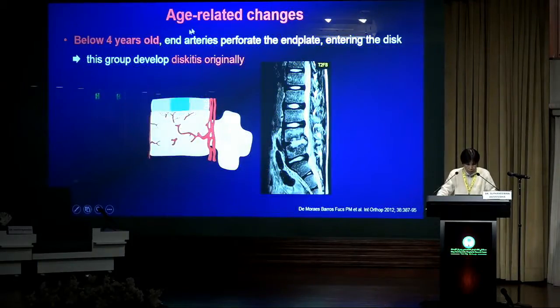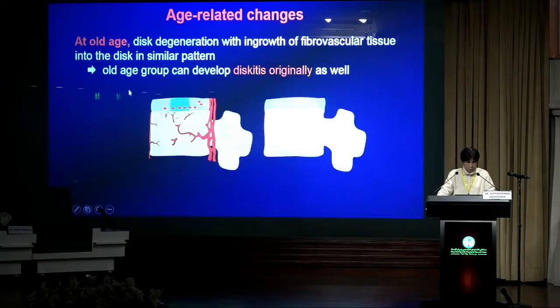Moving on to age-related changes. Below 4 years old, end arteries perforate the end plate and enter the disc, providing arterial supply. So this group of patients can develop discitis originally. As you can see on the right, infection starts in the disc. At old age, there is degeneration with ingrowth of fibrovascular tissue in the same manner. So the old age group can develop discitis originally as well.